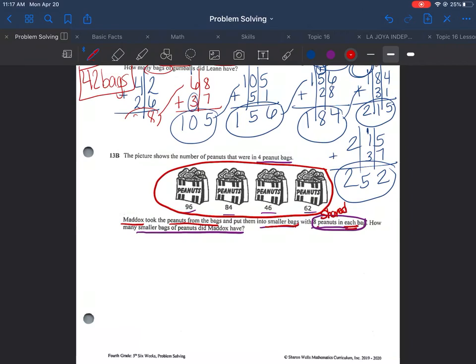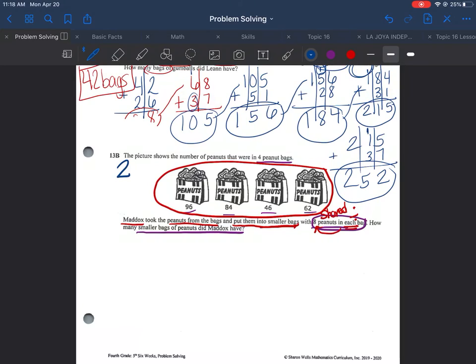So that means that he got smaller bags and he shared each 8 peanuts. So right away, I know that "each" means division, right? And also where it says that he put them into smaller bags, that means that he shared equally, right? So how many smaller bags of peanuts did Maddox have? This is going to be a 2-step problem.